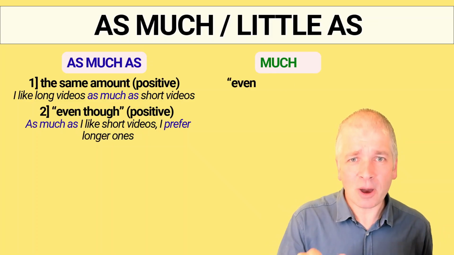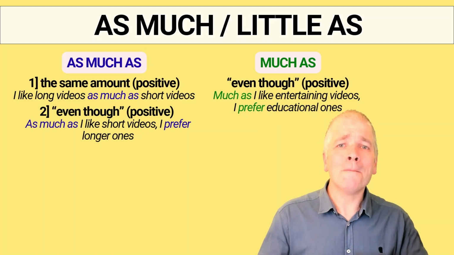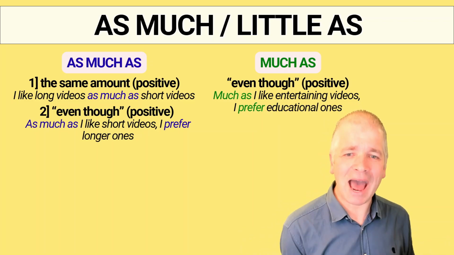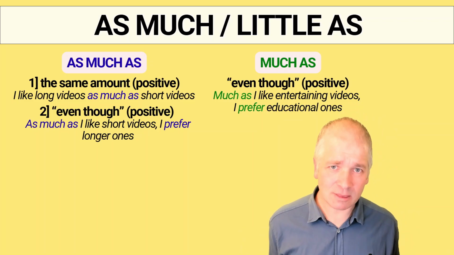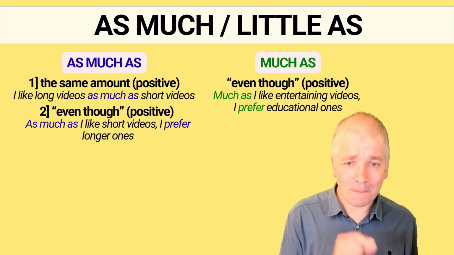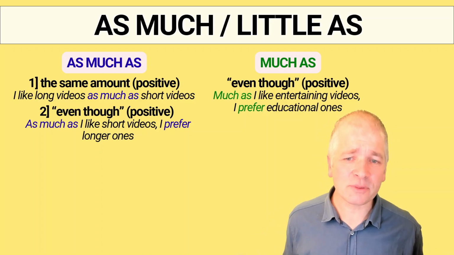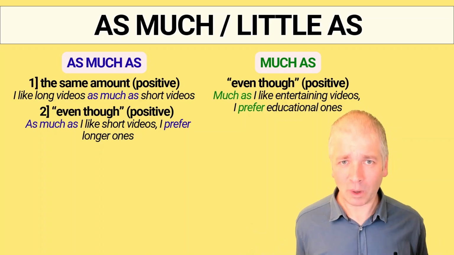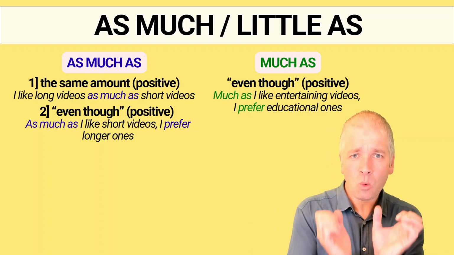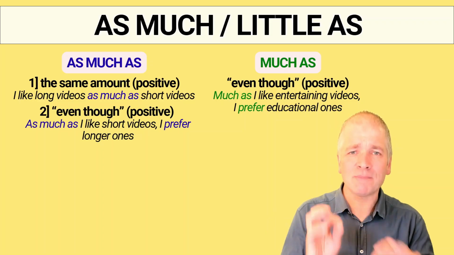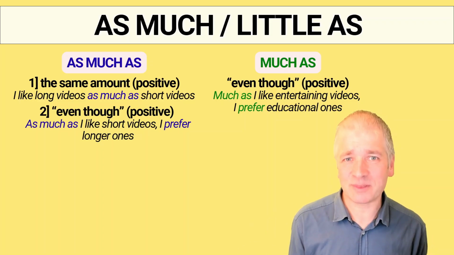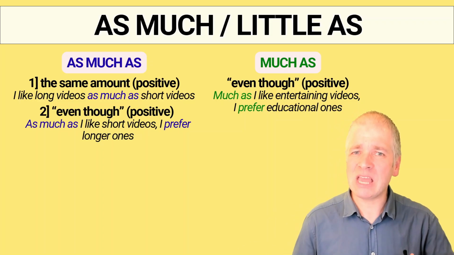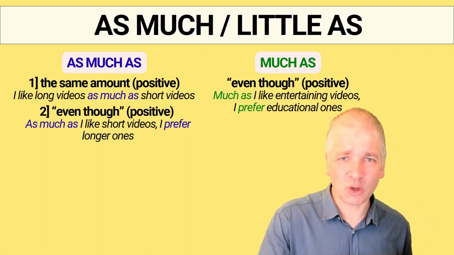It may also surprise you to know that we can use much as without as in a similar way to mean even though. So much as I like entertaining videos, I prefer educational ones. So much as here works in a similar way to as much as when it goes at the beginning of the sentence and has that meaning of even though, like a linker of contrast.